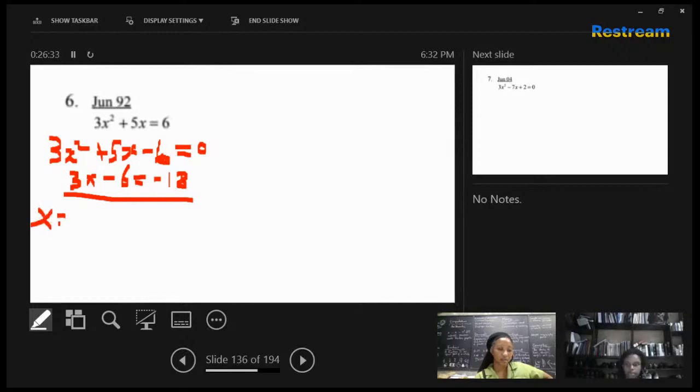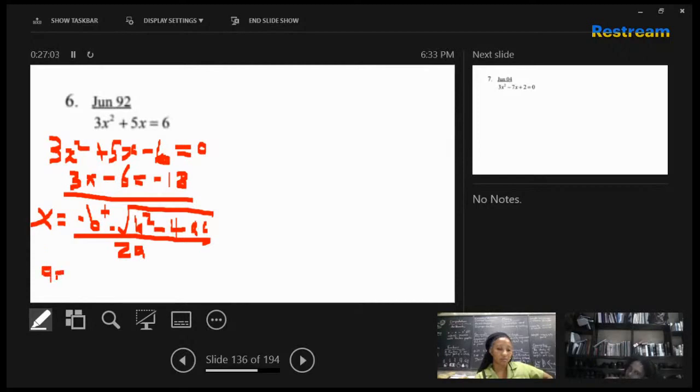Negative b plus or minus the square root of b squared minus 4ac over 2a. So a would be 3, b would be 5, and c would be negative 6.